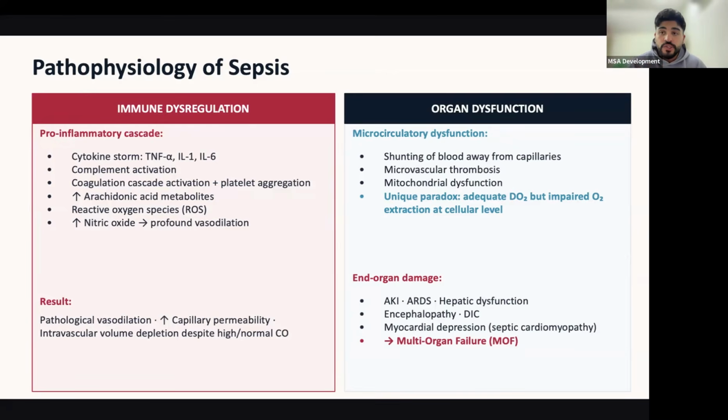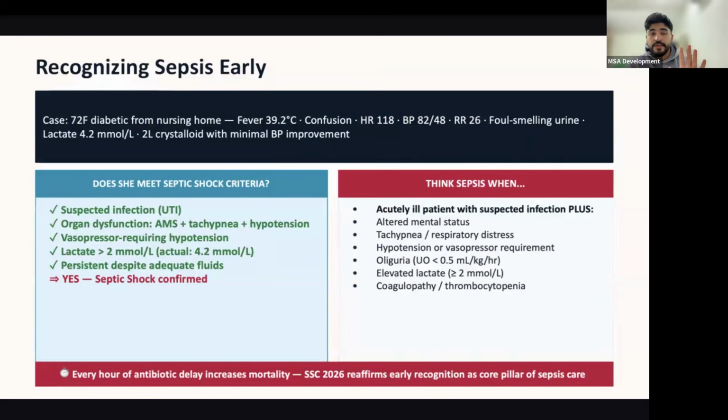So if the patient is having tissue hypoxia, it's going to lead to what? It's going to lead to end organ damage. And if one organ gets damaged, another organ gets damaged, I will get multi-organ failure. And I'll go back all the way to multi-organ dysfunction. Okay? Remember that lecture? Happens exactly here. So how do I pick up sepsis?